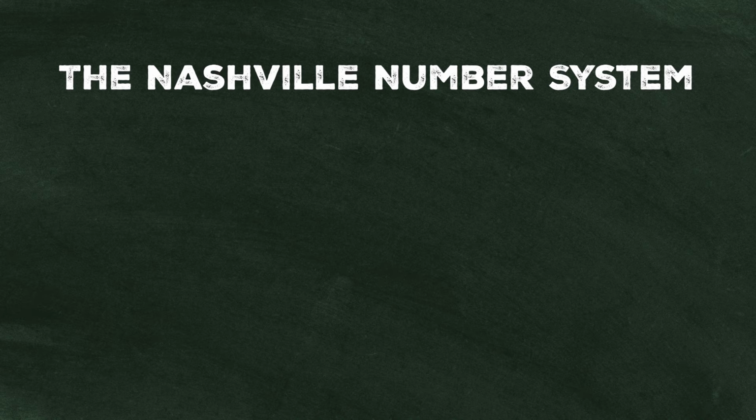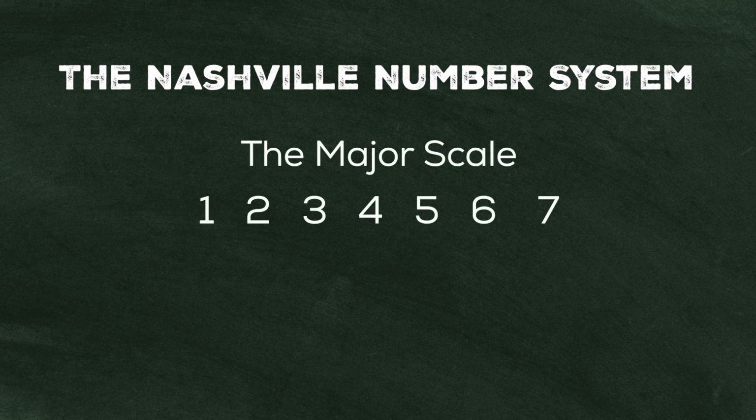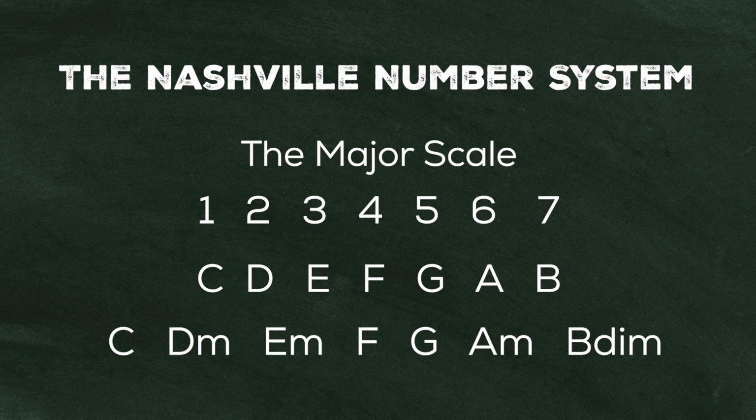Full disclosure, I'm going to be referring to these chords by numbers and by chords. So if you're not familiar with the Nashville numbering system, let me fill you in real quick. The Nashville numbering system uses numbers to represent chords in a key. So in the key of C, 1 is a C, 4 is an F, 5 is a G, 6, or more commonly referred to as 6 minor, is an A minor.